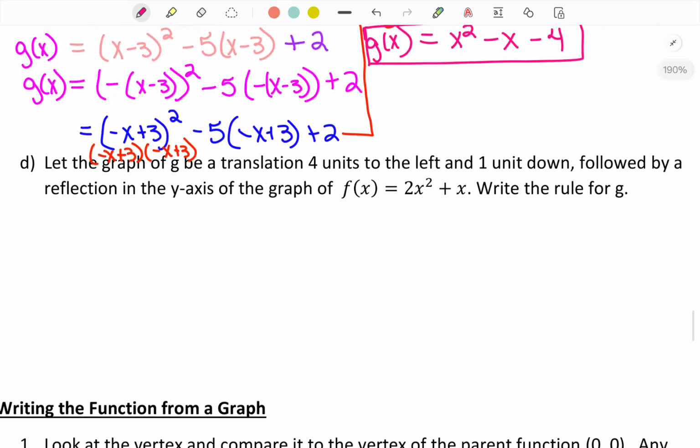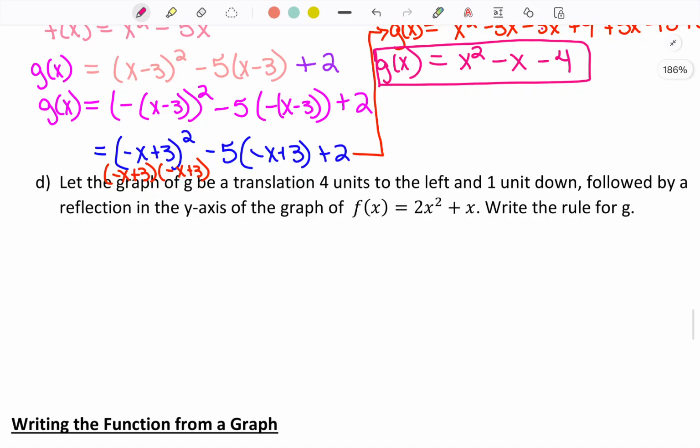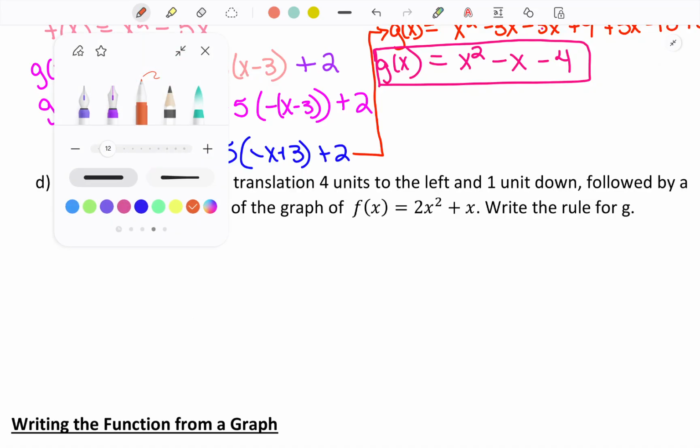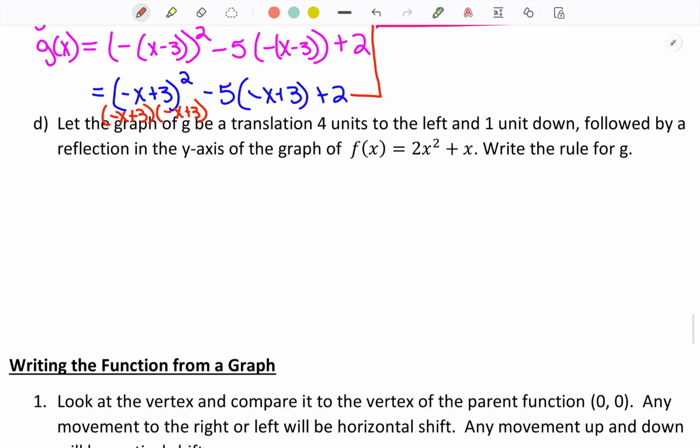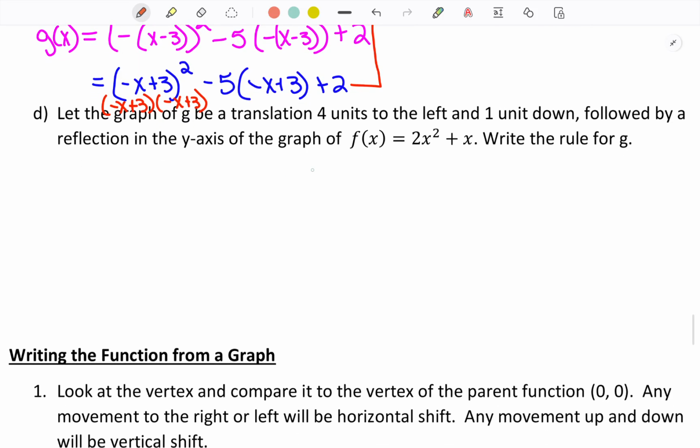So now let's go ahead and let the graph of g be a translation 4 units to the left and 1 unit down, followed by a reflection in the y-axis of the graph of f of x equals 2x squared plus x. So again, we are not starting from the parent function. So we have the translation going 4 units to the left.